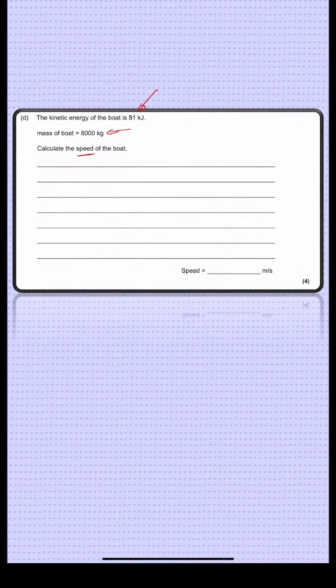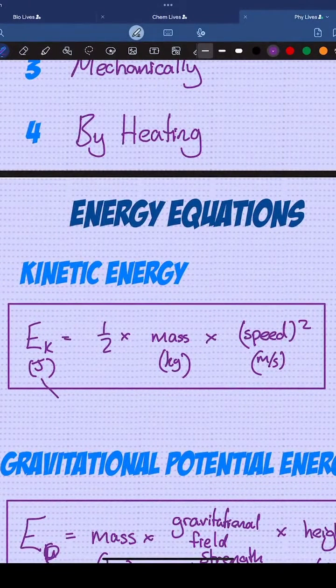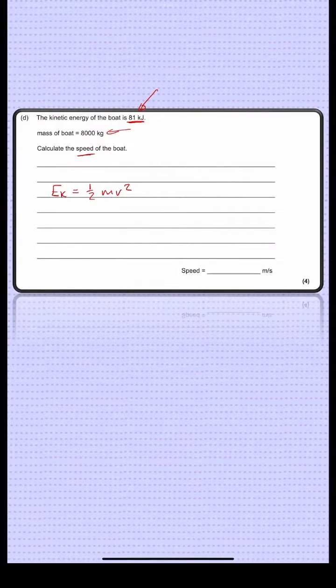What do we need to remember to do before we sub the values into the equation? Can anyone tell me? Half mv squared. So yeah, you've got to rearrange the equation and the units. Yes, the units is the most important thing right here, because look at this. This is 81 kilojoules. Here, this is measured in joules. So we need to convert everything into joules. So how do you convert kilojoules into joules? You do 81 times 1,000. If you want to go from kilojoules to joules, you times by 1,000. If you want to go joules back to kilojoules, you divide by 1,000. So that gives you 81,000 joules.